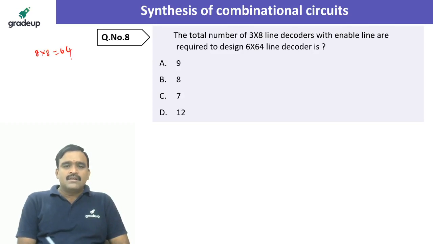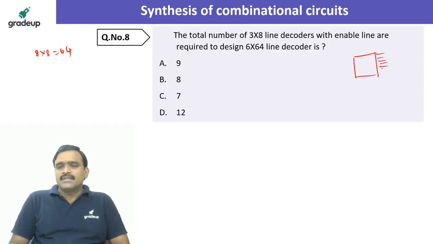That means one 3x8 decoder can give only 8 outputs, right? 1, 2, 3, 4, 5, 6, 7, 8. But I want 64 outputs. Then we have to take 8, 1, 2, 3, 4, 5, 6, 7, 8. Like that, in total 8 decoders you have to take. But 8 are not sufficient.